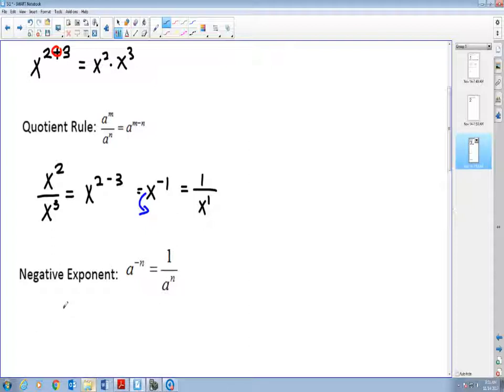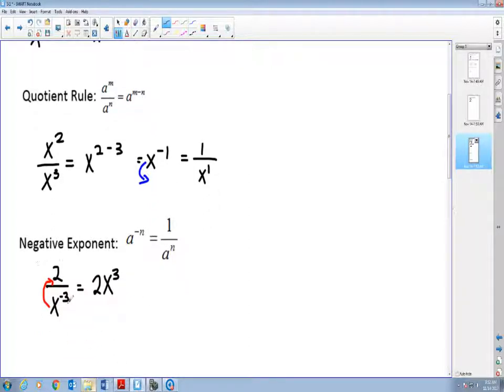So if I have something like 1 over, you know what, let's do a 2. If I have an example that says 2 over x to the negative 3 power, I see my base x has a negative exponent, so I can flip it to the other side of the fraction and make the exponent positive. So my 2 remains on top. That base x flipped to the top becomes x to the positive 3 power. Okay, that's how we use the negative exponent rule.